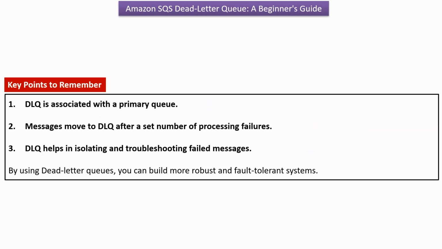Now we will see key points to remember. Dead letter queue is associated with the primary queue. Messages move to the dead letter queue after a set number of processing failures. Dead letter queue helps in isolating and troubleshooting failed messages. By using dead letter queues, you can build more robust and fault tolerant systems.